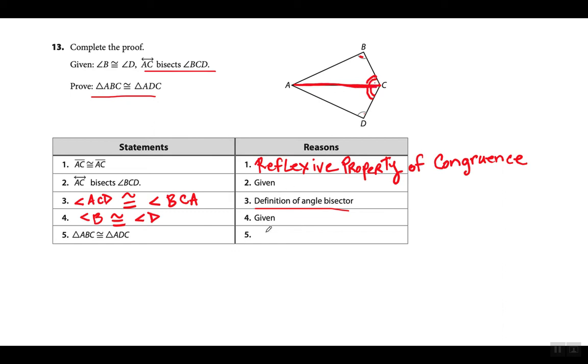Plus, another clue is that this chapter is on the AAS Triangle Congruence Theorem. So that's another clue that you could use to figure out that it's probably going to be that. Okay, triangle congruence. All you have to remember is AAS. If you remember that, you're good.